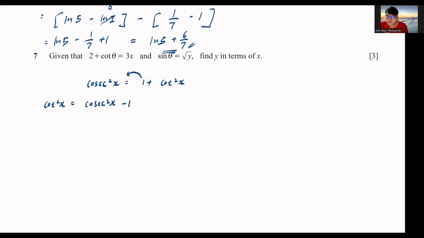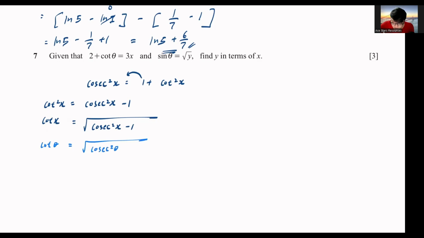But since we're dealing with theta here, I think later on you might have to change it back. So cot x will be equivalent to cosec square x minus 1. Okay, so that is what you have to do later on. Now, to make it simple, I'll just change everything back to theta so that you can easily relate this to cosec minus 1 later on.